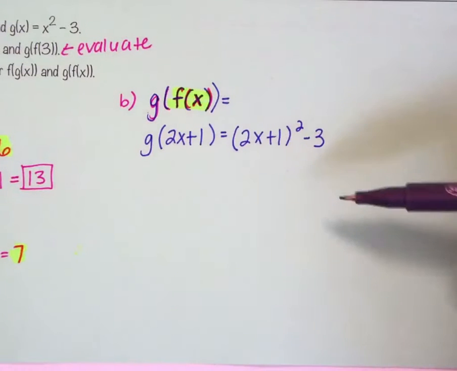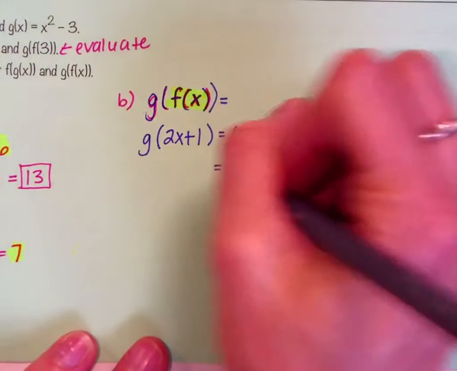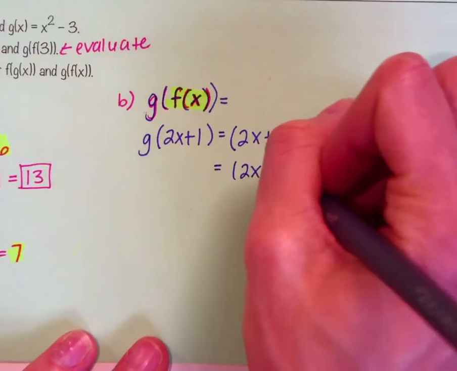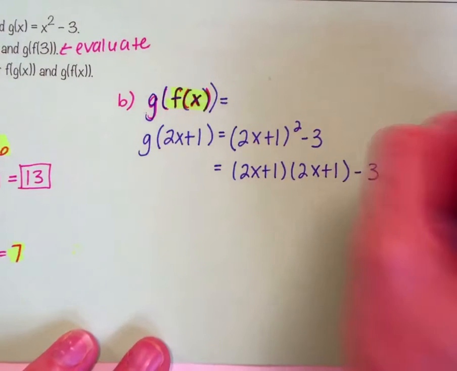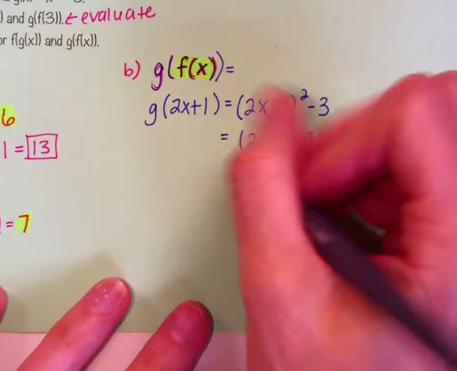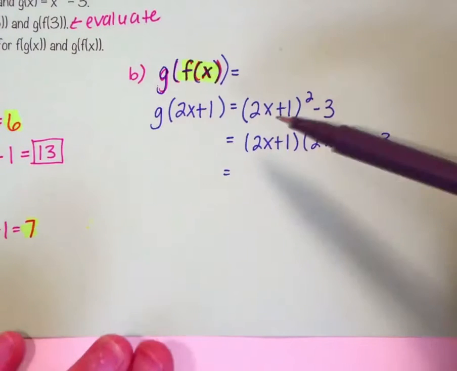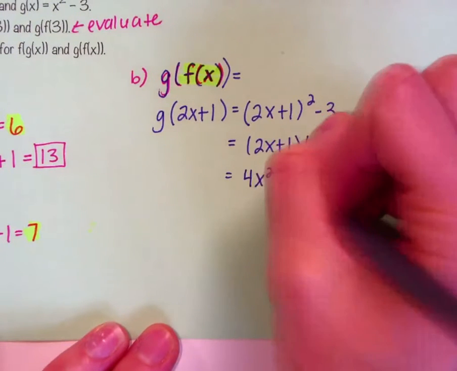So I'm going to just simplify this, and that will give me my formula. A couple of things to be careful of when you square a quantity. Remember that means that you are multiplying it by itself. So we're not just going to distribute the squared through, we're going to distribute everything. When I do double distribution, this would be 2x times 2x, which is going to be 4x squared.